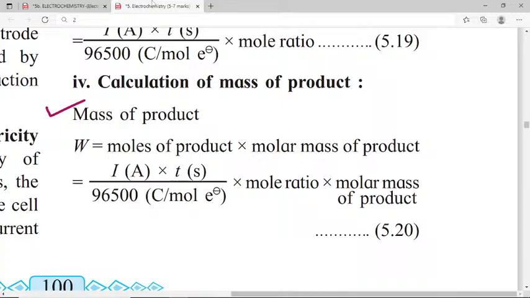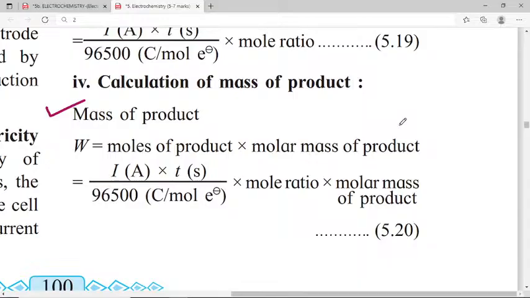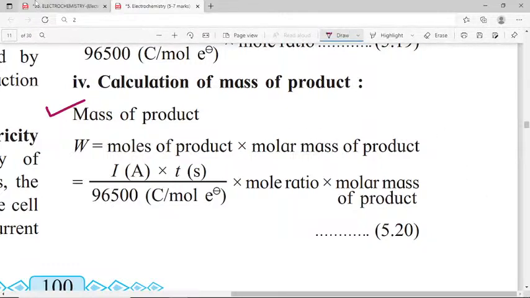I am using the formula. This is your formula: mass of product equals current in ampere times time in seconds divided by 96500 coulomb, multiplied by mole ratio, multiplied by molar mass. Very, very important formula.